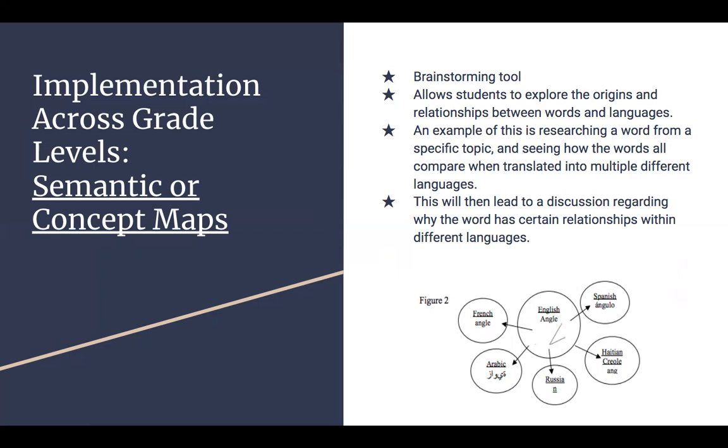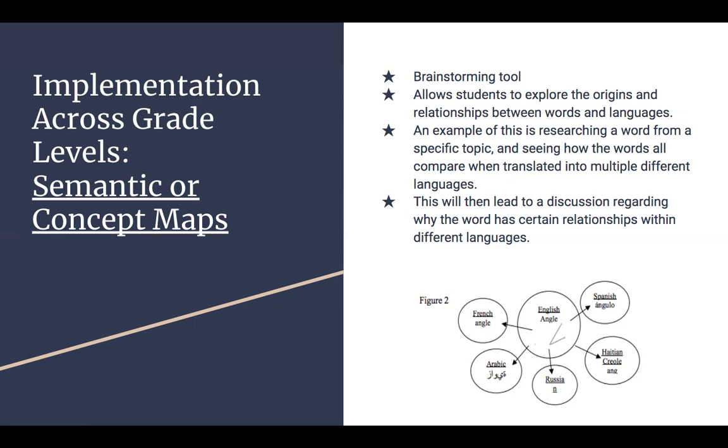So in this example, I'm assuming it's a math lesson. They chose the word angle, and they were able to see that in French, it looks exactly the same. In Spanish, it's pretty similar, not exact. Arabic, of course, the alphabet is different.